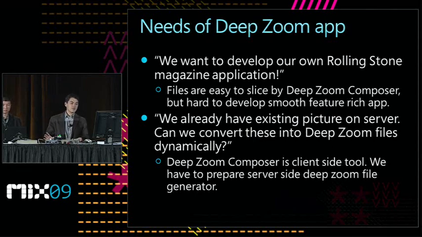But the files are easy to slice with Deep Zoom Composer, the client tool, but it is hard to develop smooth feature applications. Sorting, filtering, searching by metadata, or manipulating images are very complicated features, especially for the designer. Okay? And someone might say, we already have existing pictures on the server, so can we convert these into Deep Zoom files dynamically?